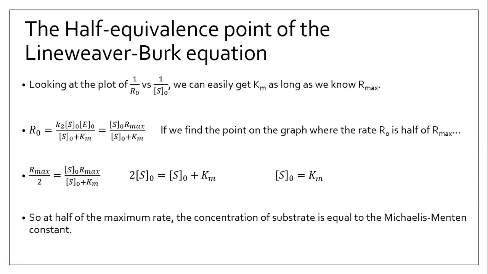So essentially, if we know our R max and we look at the rate, the half R max is essentially the half-equivalence point of this graph. At half the R max rate, we can find that the concentration at that point is equal to Km. So if we look at half of the maximum rate, the concentration is the Michaelis-Menten constant.